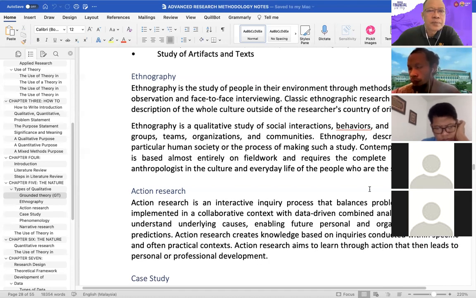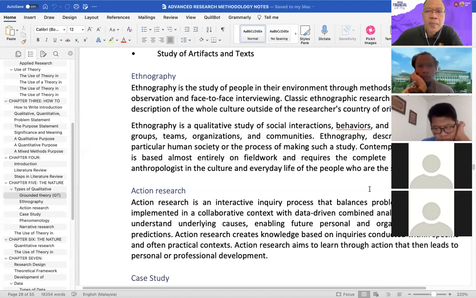No, it's quite clear, Professor. If a research belongs to a particular ethnicity, some particular group or community living in a certain place, that is more about ethnography, isn't it? Yes, it is ethnic research. Exactly. It's a study of certain ethnic groups or certain people. Usually a unique group of people.